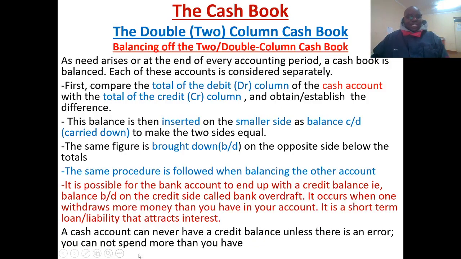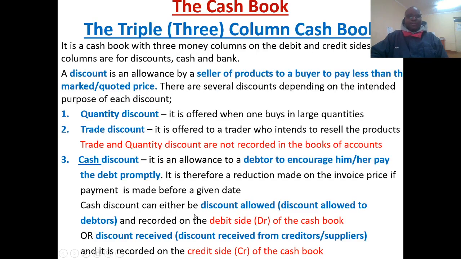It is worth noting that the bank account may end up with a credit balance, that is, the credit side having more amount than the debit side. It's because we can be allowed a soft loan known as a bank overdraft, and we draw more money than we have in the bank. It is usually paid with some interest. Then we have the triple or 3-column cash book.